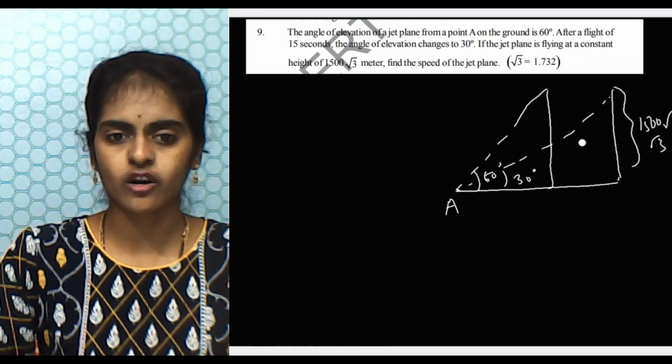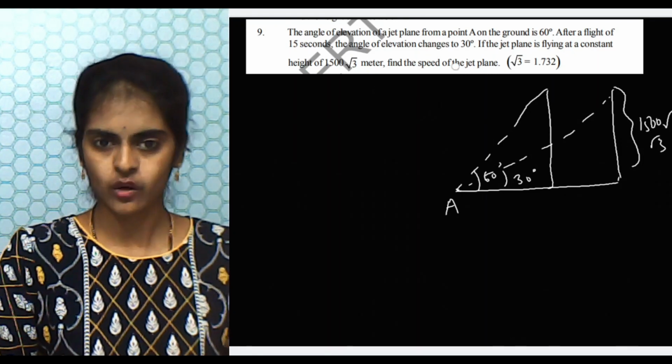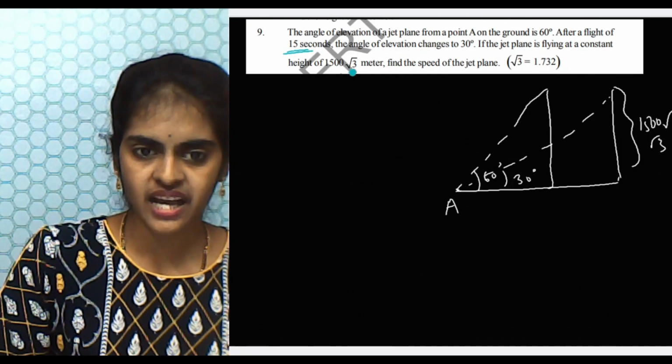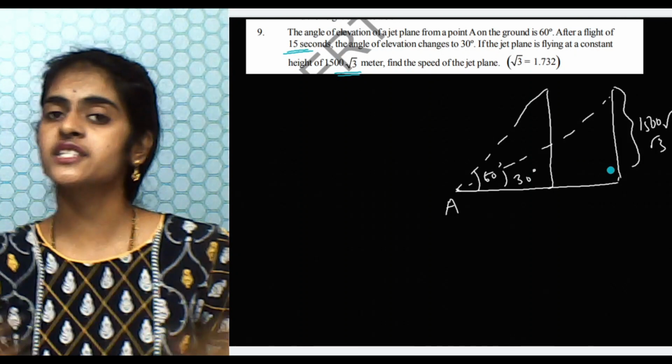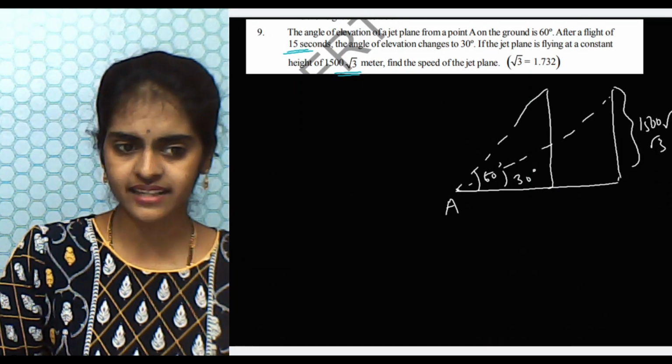So you have to find the speed of the jet plane. Time is given as 15 seconds. Here, time is given, height is given, you have to find the speed. So how shall we do it? Here we shall take the two triangles again.